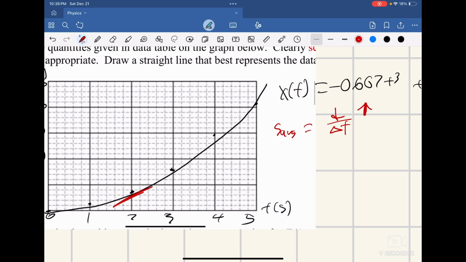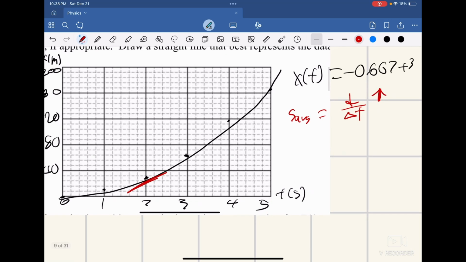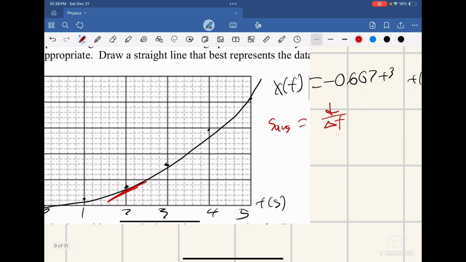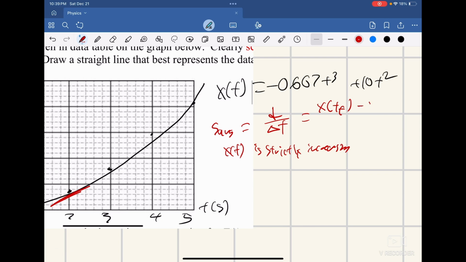Oh, wait, this is the wrong question. All right. So we are asked to draw a line that represents the average speed between t equals 0 to 1. So okay, I'll go back. Sorry about that. S average is given by d over delta t, and since the x of t graph is strictly increasing, d will always be just x of t final minus x of t initial, and delta t is just t final minus t initial, right?